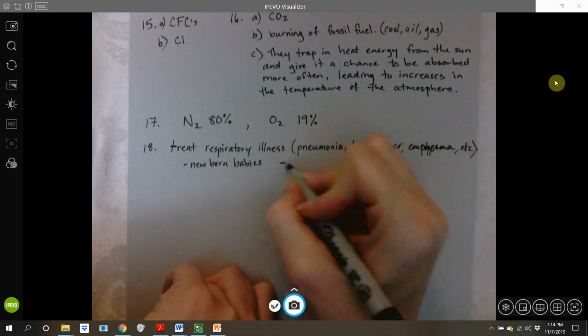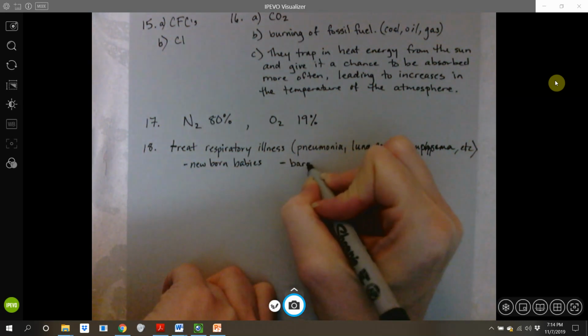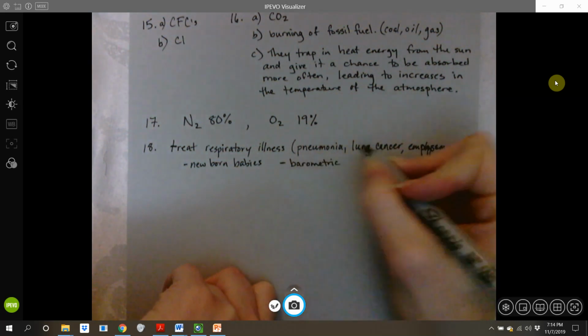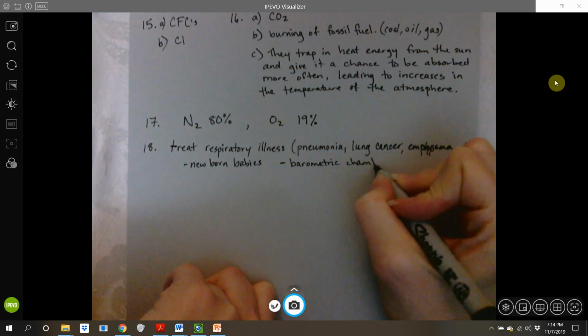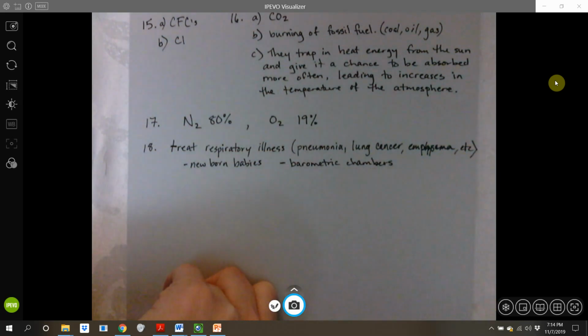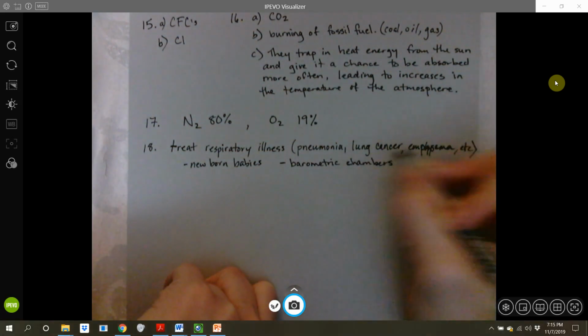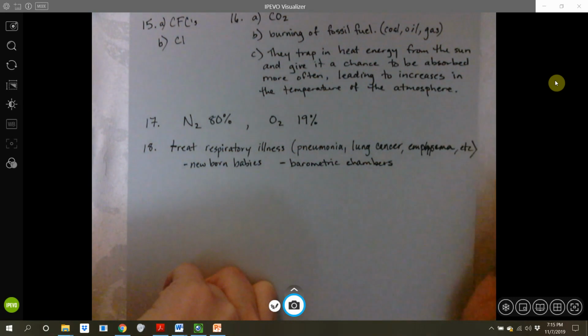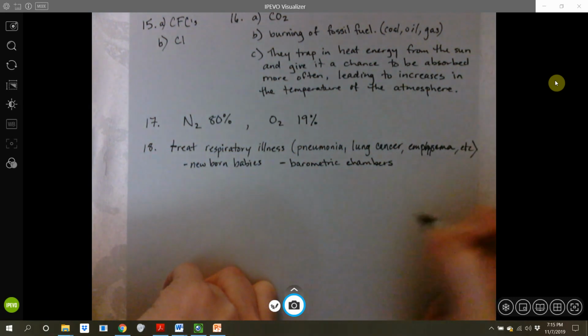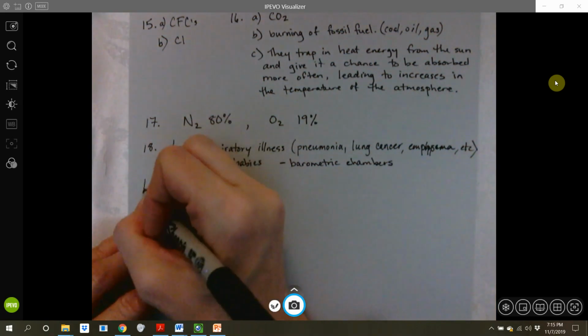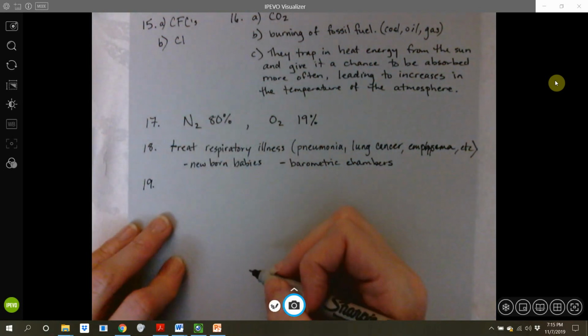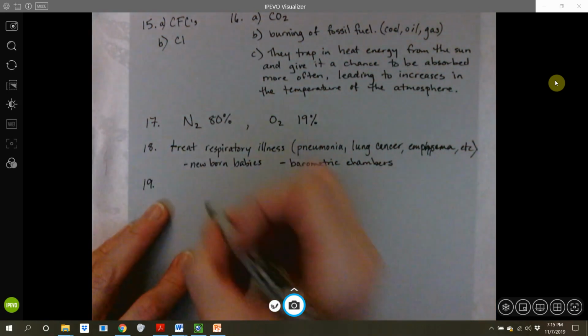It's also used in barometric chambers, and this might be to reduce inflammation. Sometimes it's used in sports medicine in that way. Okay. Same thing for number 19, bonus here. 3 uses of nitrogen gas.